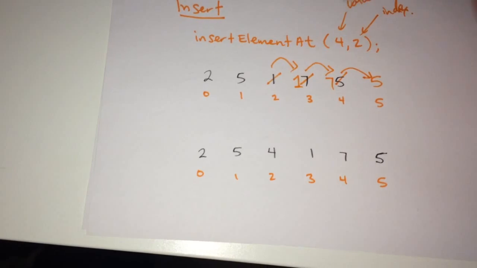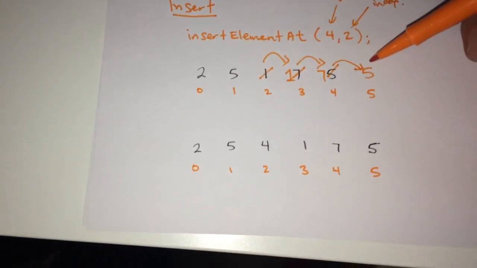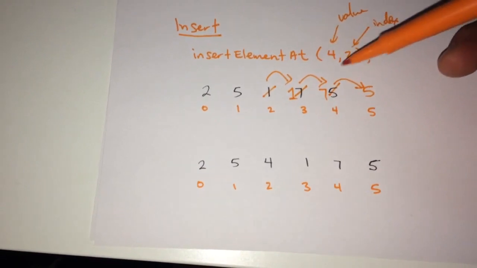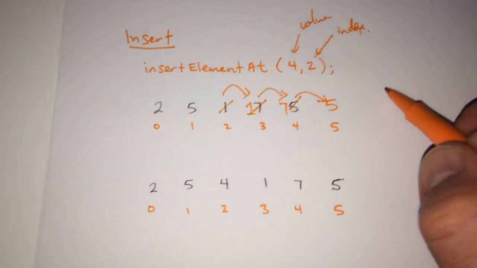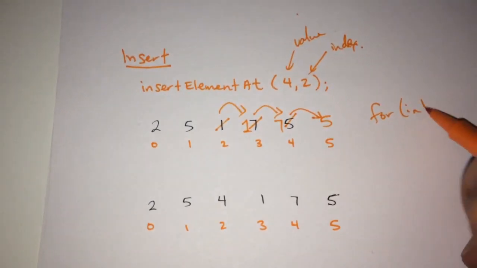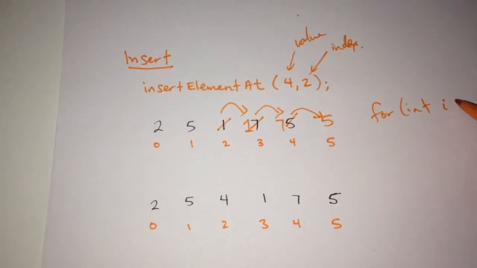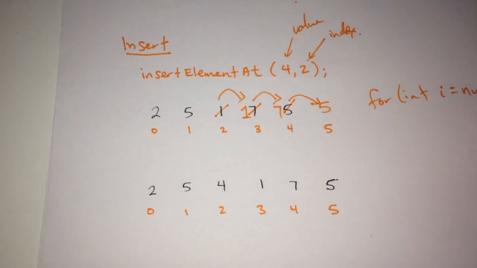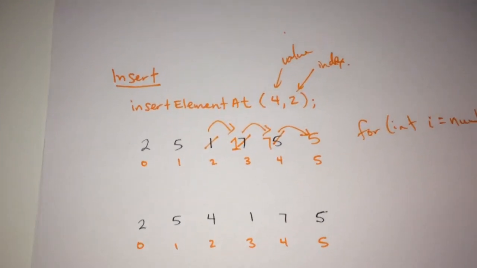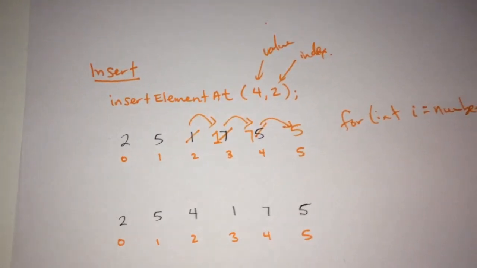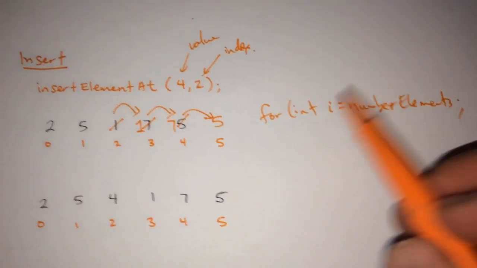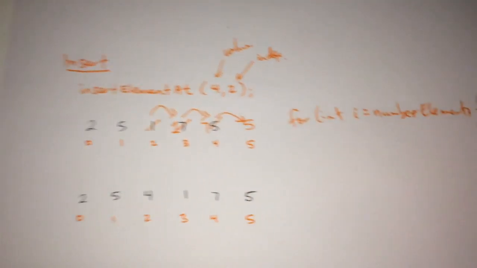So inserting an element requires you to start beyond your list and copy things to the right here and work your counter backwards. So this loop would look like: for, let's say your int was i. It would start at your number of elements. I forget what you called that. Let's say it was number of elements. It would go downwards until we get to the index value.